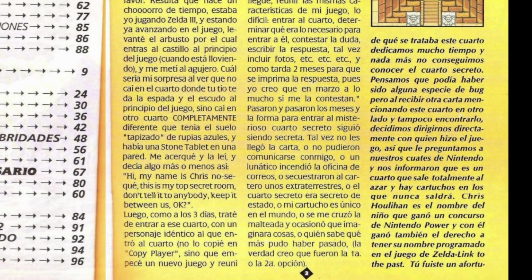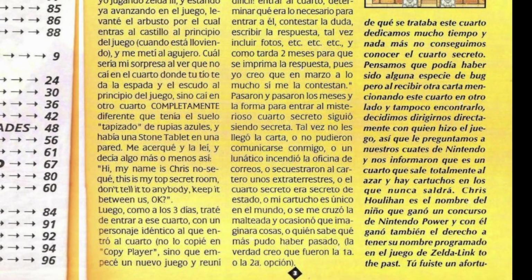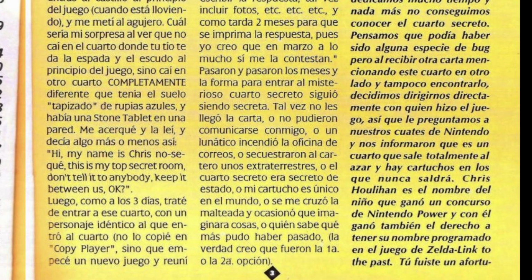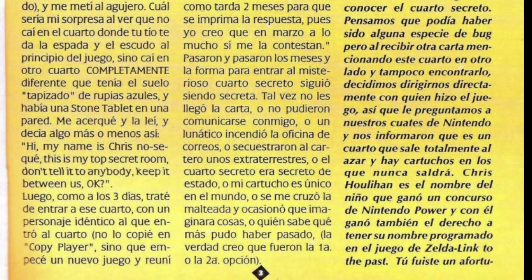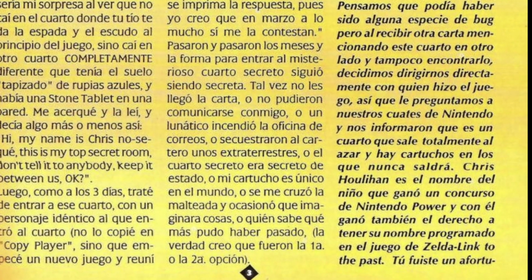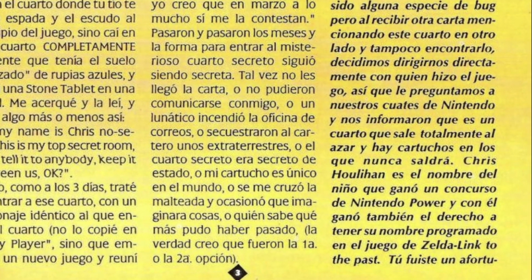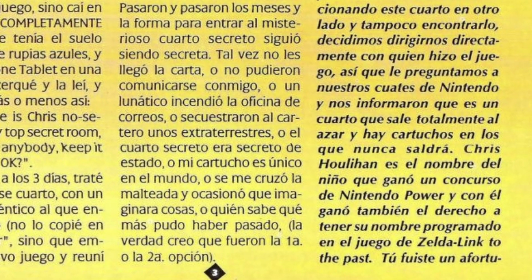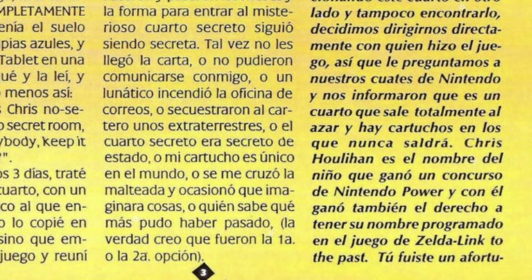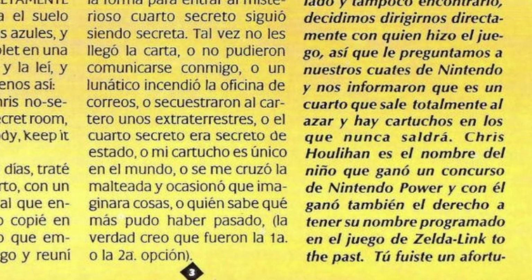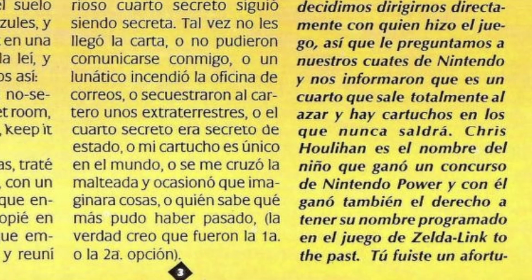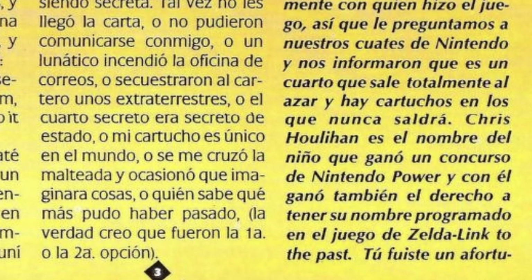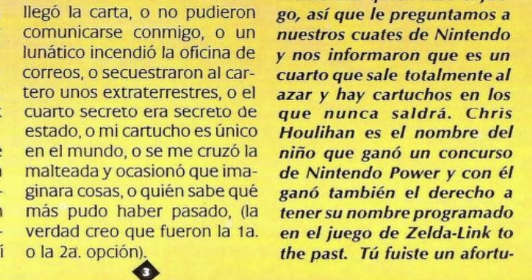So let's have a look at Club Nintendo and we can translate it, and it says, "So we spent a long time searching and did not get to see this secret room. We thought it could have been a type of bug, but when we received another letter mentioning this room somewhere else, we were still unable to find it, and we decided to talk directly to whom created the game. So we asked our friends at Nintendo, and they informed us that this room appears randomly, and there are cartridges where it will never appear. Chris Houlihan is the name of the boy that won a Nintendo Power contest, and with it he also won the right to have his name programmed in Zelda: A Link to the Past."